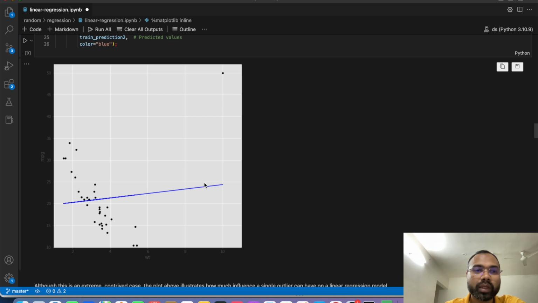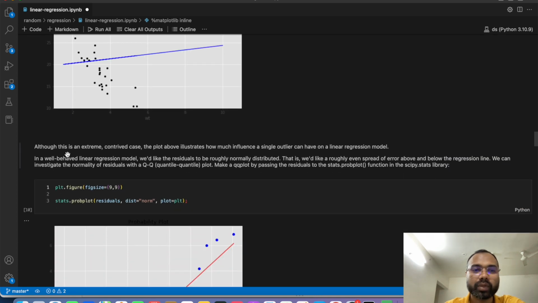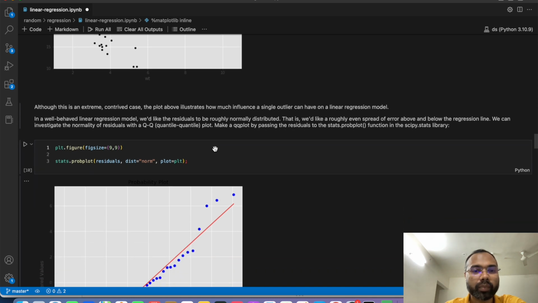If we plot this, this is the outlier data. Now if we calculate the coefficient and the intercept, the line becomes like this, which is very incorrect, right? Most of the data is in this region, but we are predicting it to be this one because of this one outlier. That is why it is very important to handle it. Although this is an extremely contrived case, the plot above illustrates how much influence it can have.